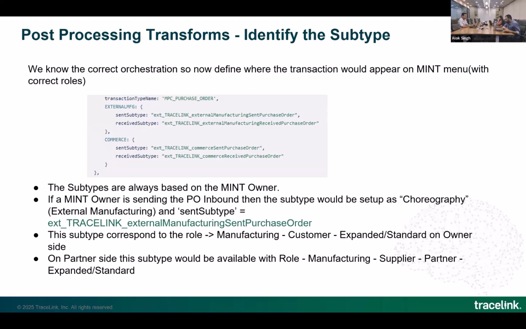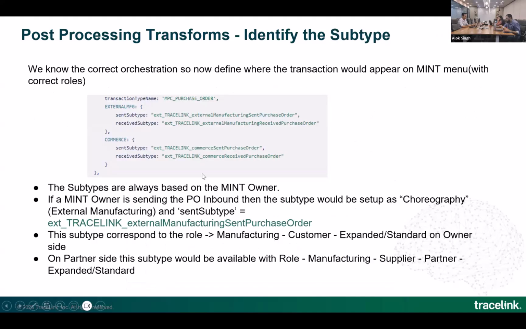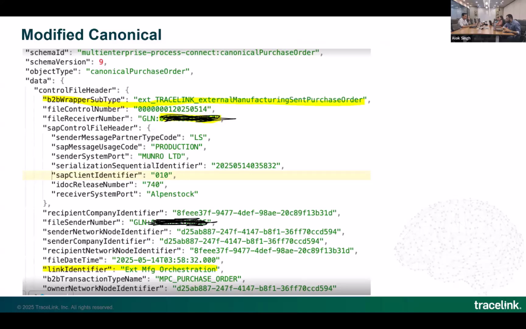Okay, now these two steps that we saw, one is identifying the process network and another is identifying the subtype, or where the transaction should go, what type of transaction should get created. That is part of one single JavaScript. So within a single JavaScript, these are two different steps, two different tasks. Now, what happens when a modified canonical comes out, right?